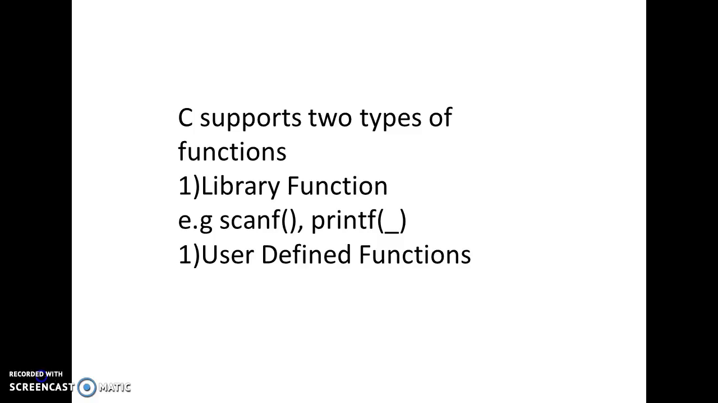In this session, we are going to see user-defined functions. C functions are classified into two categories: library functions and user-defined functions. Printf and scanf are examples of library functions. Other examples are sqrt, strcat, getch. The second type of functions are the user-defined functions.